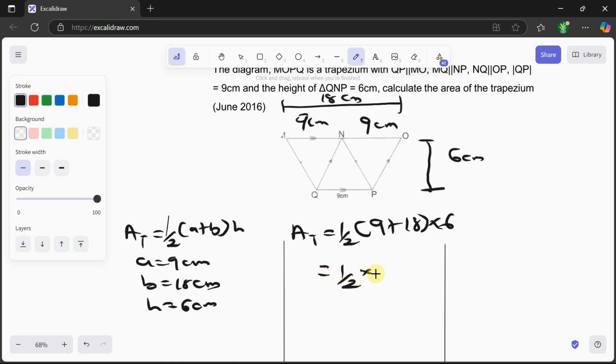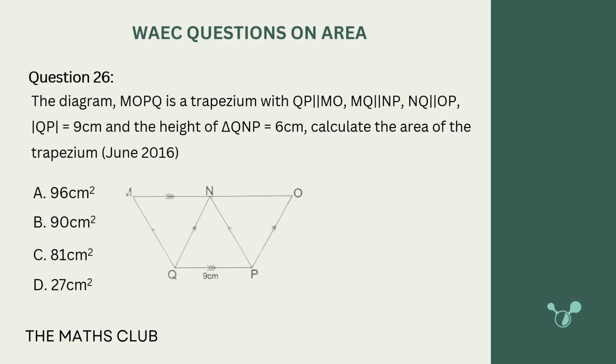That is half times 27 times 6, 2 here 1, 2 here 3. So 27 times 3, that will be 81 centimeter square. Always ensure that you put your unit after everything. If you are putting your answer and you don't put units, you've lost the mark of the answer. You might get the mark of the step, but you've lost the mark of the answer. Let's see if the answer is correct. That will be option C.